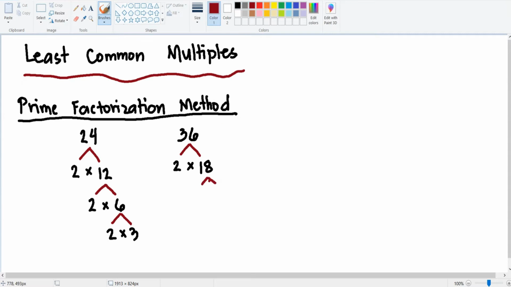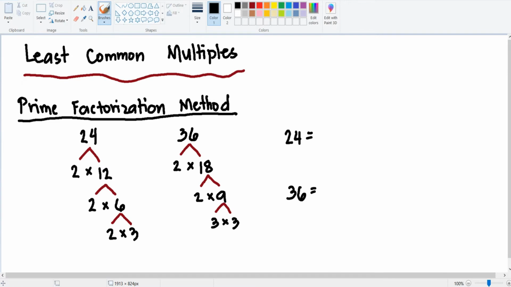So let's find the two factors of 18. We have 2 times 9. So 2 is a prime number and 9 is still a composite number. So let's find the two factors of 9. We have 3 times 3, and therefore we are done using the prime factorization method of 24 and 36. Now this time, let us list down their prime factors.